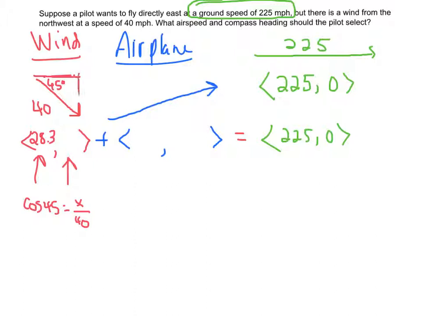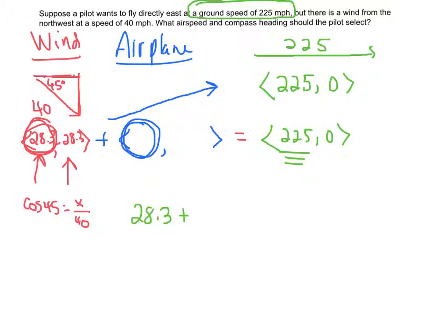And then the y value is also going to be 28.3, because it's a 45, 45, 90 triangle. It's going to be negative 28.3, because it's heading down in the southern direction, so that's why it'd be negative. So, I know that if I take this 28.3 and I add in the x component of the airplane, I should get 225. So let's write out that equation here. We've got 28.3 plus something will give us 225.